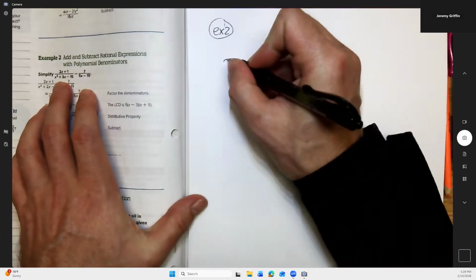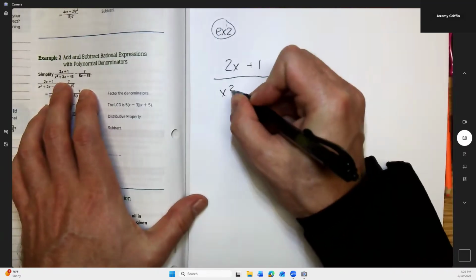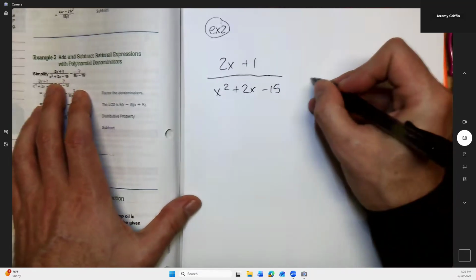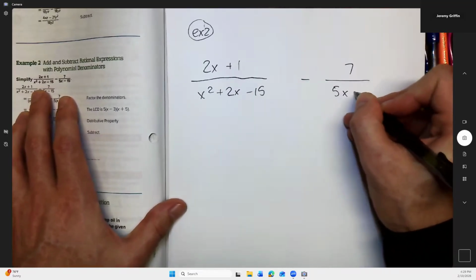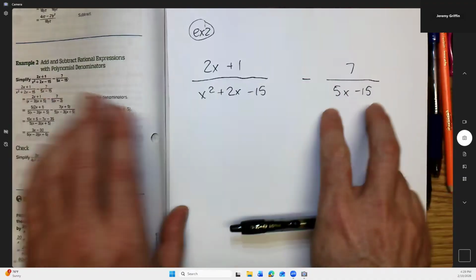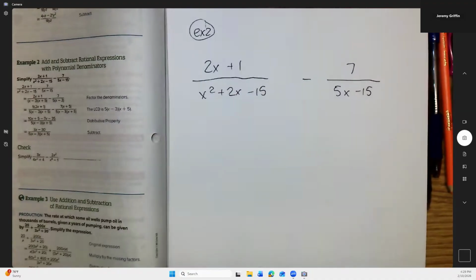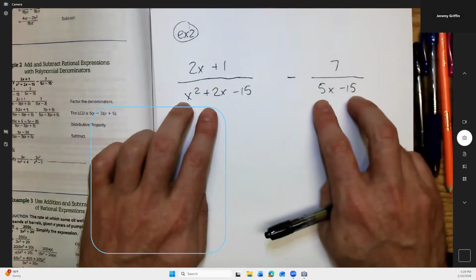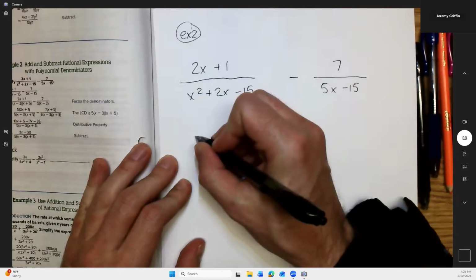Ooh, got a subtraction going on. Got a 2x plus 1 all over x squared plus 2x minus 15. Okay, so that fraction. Then minus, and then 7 over 5x minus 15. So we got a couple of polynomials for denominators. What I'm really thinking to do here is to factor each of these and see, hey, maybe something in common will already pop out. Here, let's see what happens.